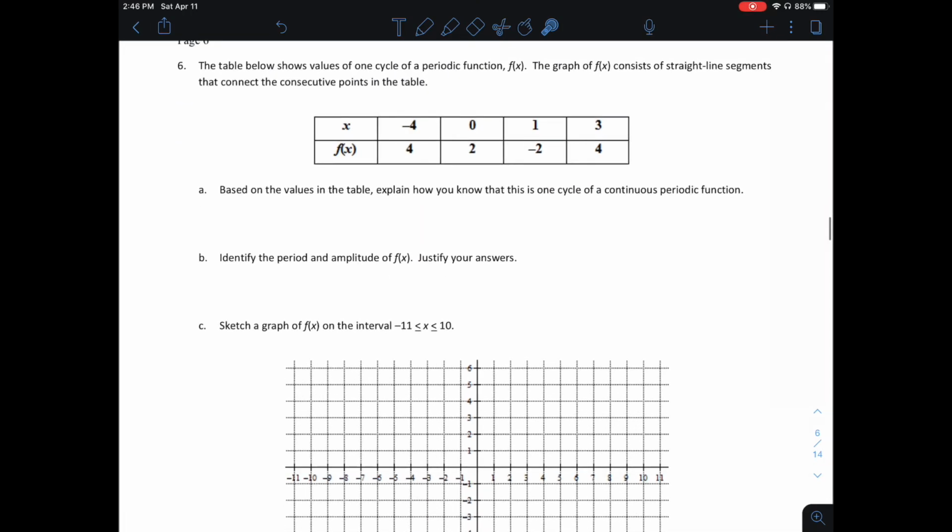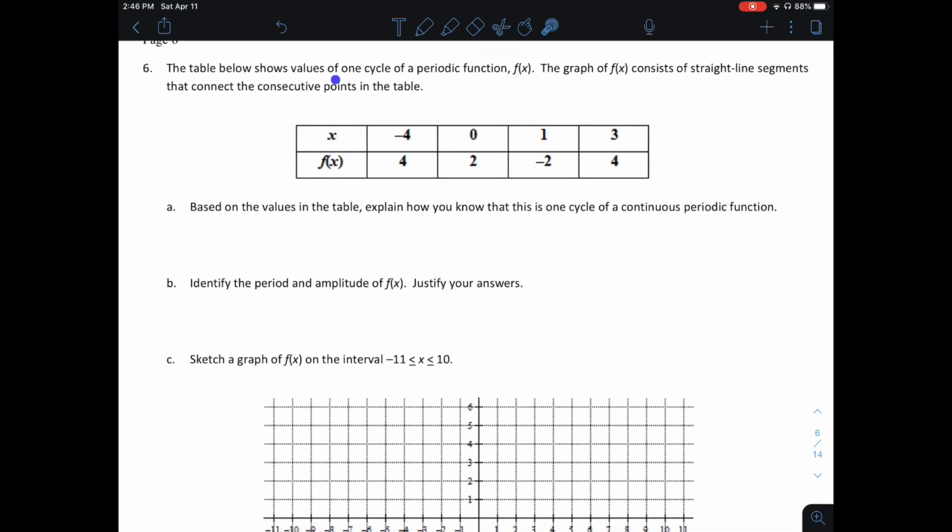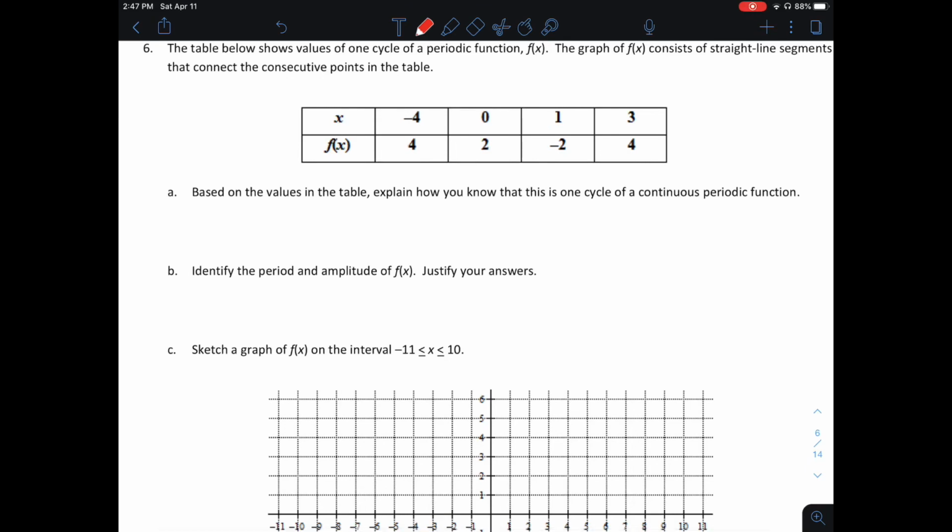6. The table below shows values of one cycle of a periodic function. The graph of f of x consists of straight line segments that connect the consecutive points in the table. Based upon the values in the table, explain how you know this is one cycle of a continuous periodic function. Well, we're told it's one cycle up here, so that's why I know that it is. But it says based upon the table. If we only had the table, I would assume that this was one cycle, but I wouldn't know it for sure.